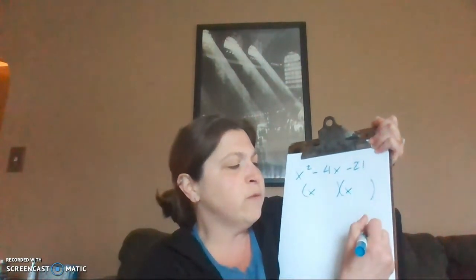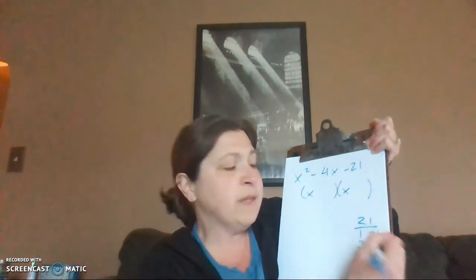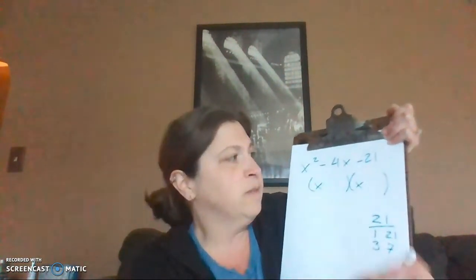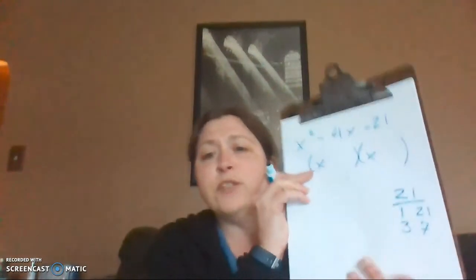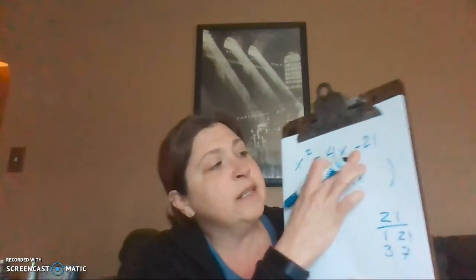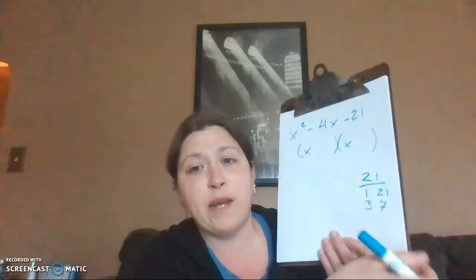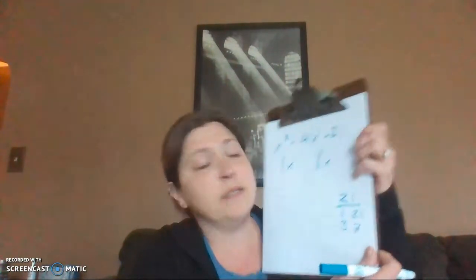Again, don't worry about the sign right now. Well, the factors of 21 are 1 and 21, 3 and 7, and that's it, right? Those are all the factors. So again, I want you to think about how can we get to this middle number of 4. Again, it's a negative 21. That means these signs have to be different between the two numbers, right? So that means I'm going to be subtracting again.